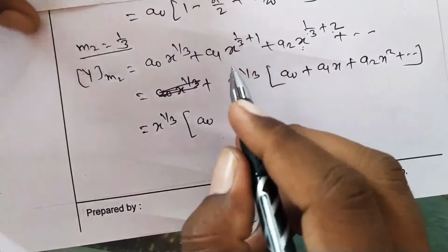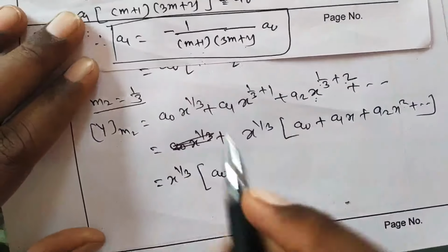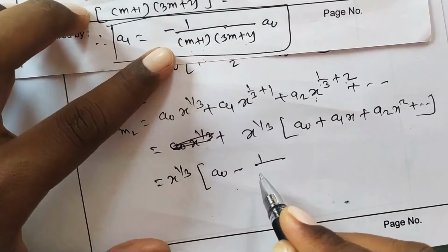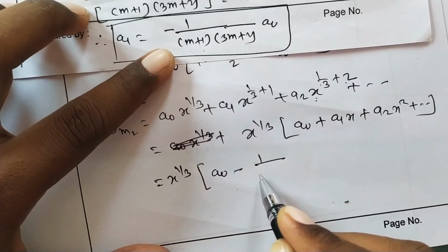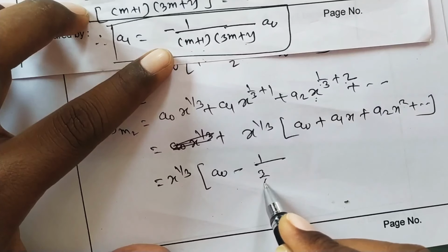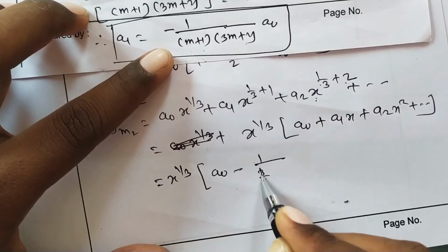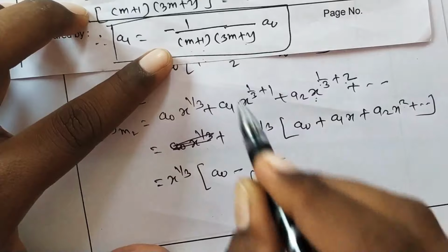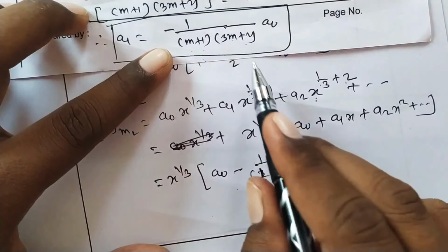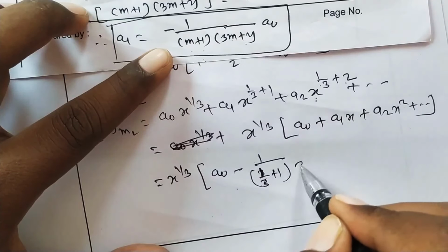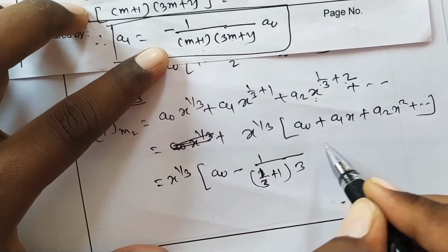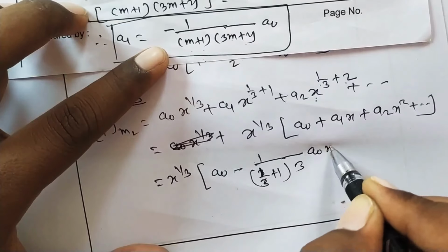Now what is a1? a1 is this, minus 1 upon m plus 1, so minus 1 upon 1 by 3 plus 1, 1 by 3 plus 1 is 3 by 1 by 3 plus 1 into, m equal to 1 by 3 put, so 3 get cancelled, 1 plus 2 is 3 into a0 of x.